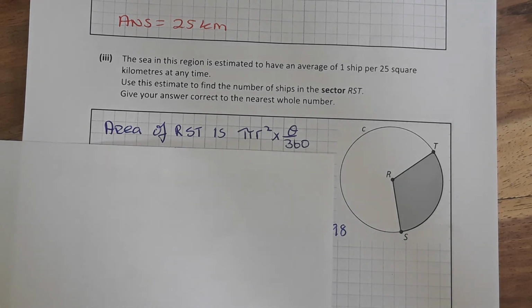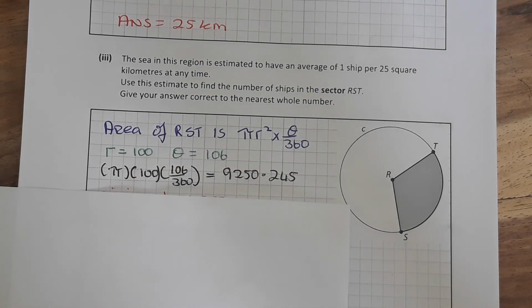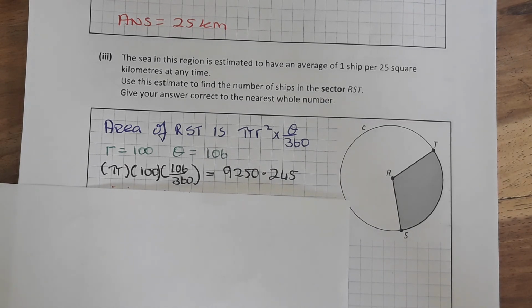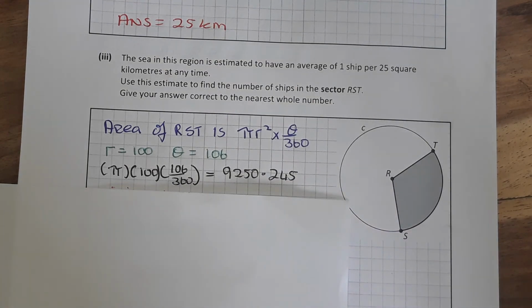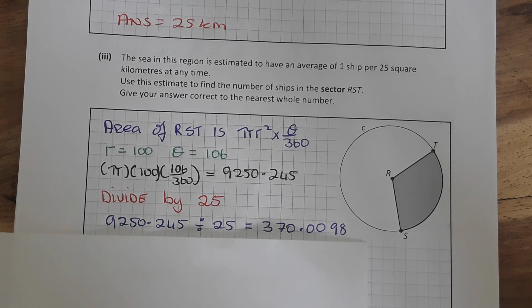It's pi r squared by theta over 360. R is 100, theta is 106. So again, all in brackets, put it into your calculator: bracket pi, bracket 100 squared, bracket 106 over 360 equals 9250.245. Divide that by 25 because there's 1 ship per 25 square kilometres. So to find out how many ships there are, divide that by 25. That gives you 37.0098.